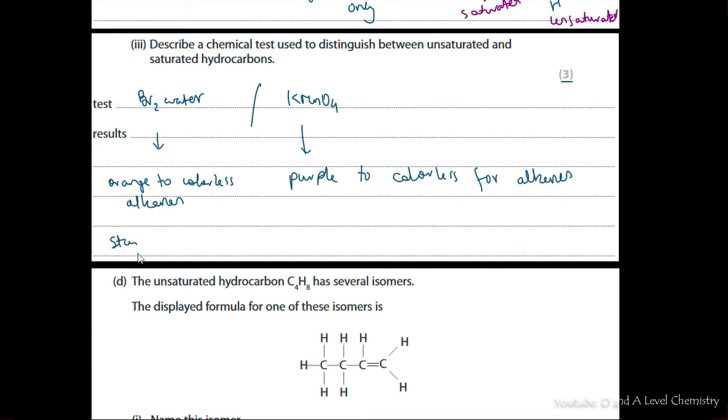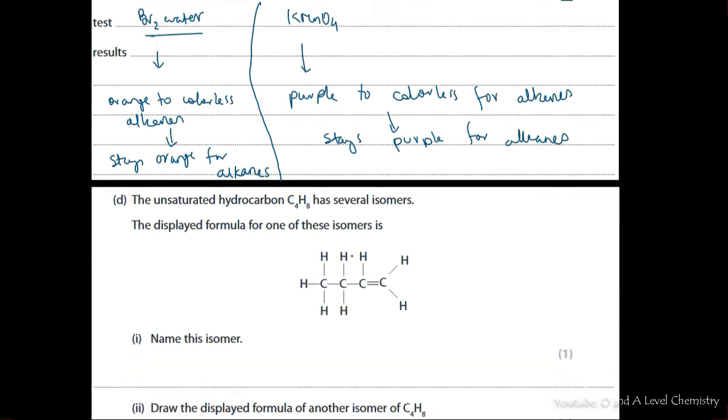And the third is it stays orange for alkane. And this guy stays purple for alkanes. This is the third point you get. So you can't say that use bromine water and the observation is purple to colorless. Then no, that is wrong. So all you have to do is you can say either one of these. So this is going to be your first point, second point, third point.